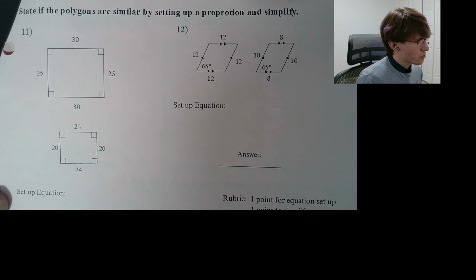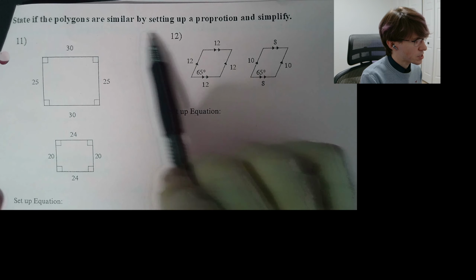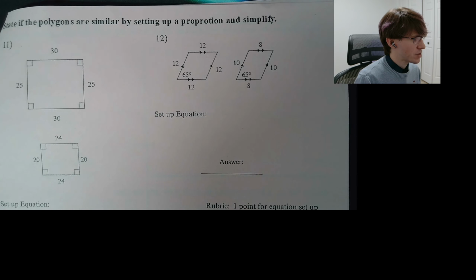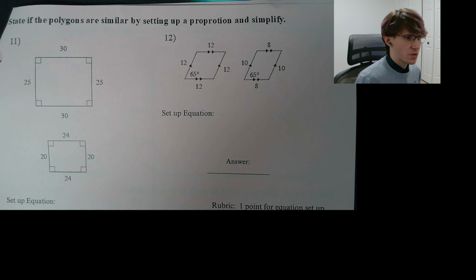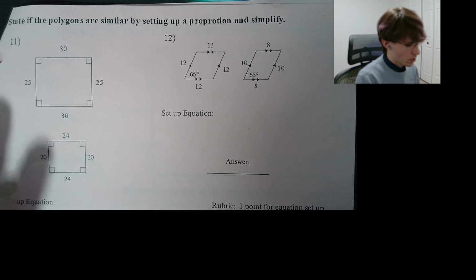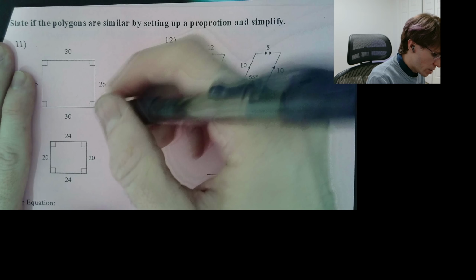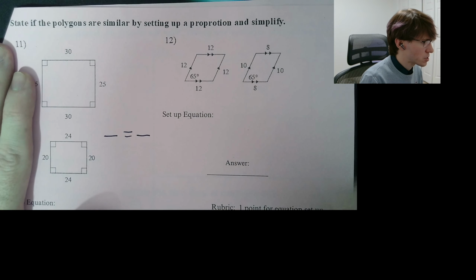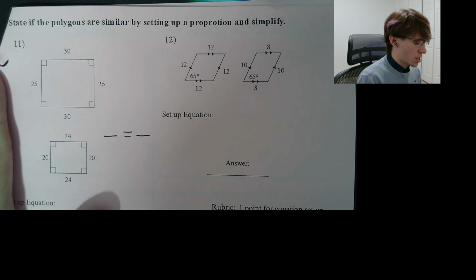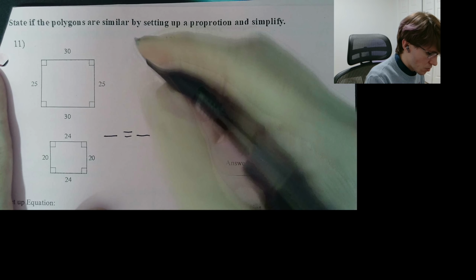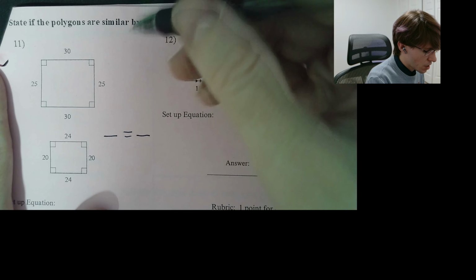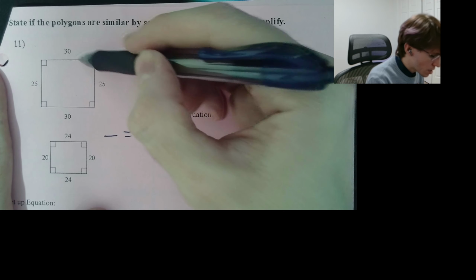We got this 30-25. State if the polygons are similar by setting up a proportion and simplify. Can't see the word simplify because of my face, but that's okay. You are simplifying these. What you're really trying to figure out is where you have one fraction. So you're going to make a fraction equals a fraction. That's kind of what a proportion is. Always going to be a fraction equal a fraction. And really, this is going to be like one of the figures, and this is going to be the other figure. So you're kind of going to have to pick maybe the top and the right.